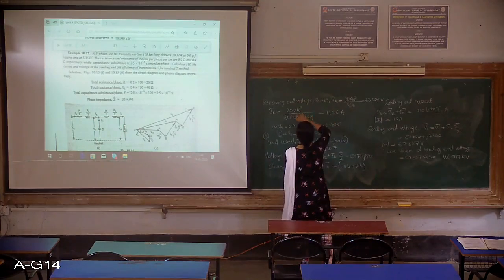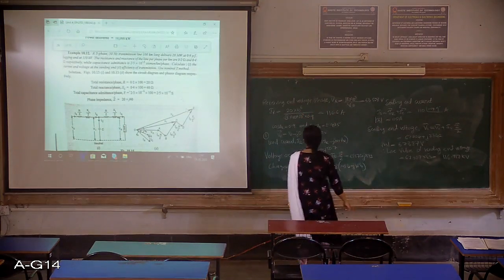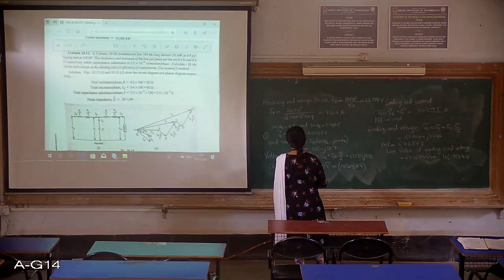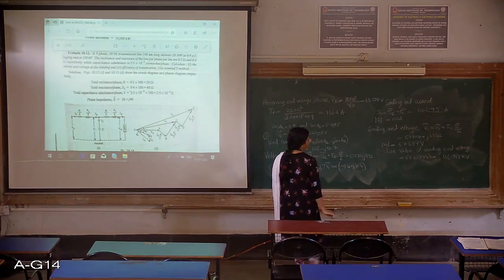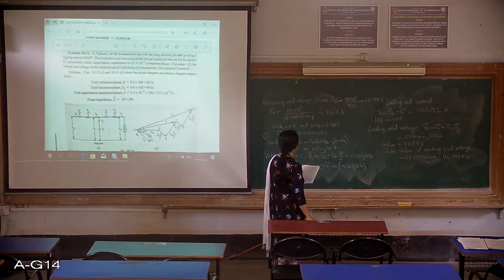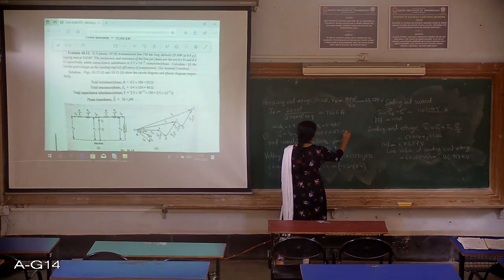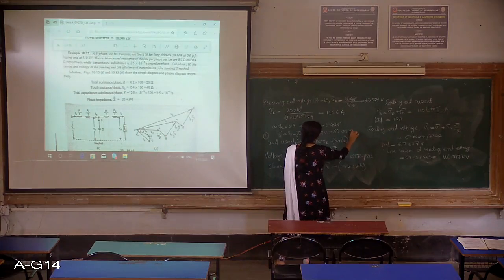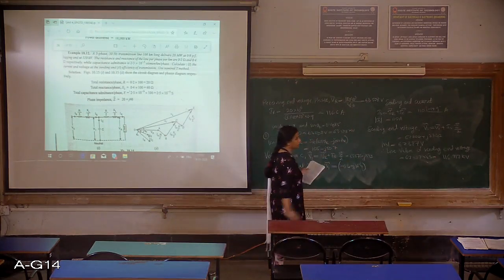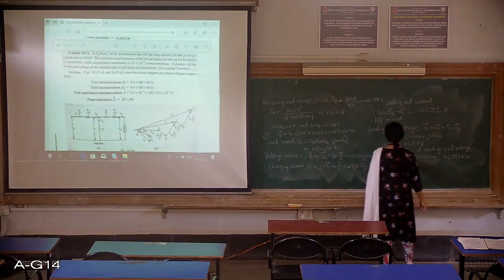Clear? So initially you all calculated the per phase voltage. How much was that? You all wrote, one second, sending end voltage, receiving end voltage. Yes, receiving end voltage should be less than the sending end voltage. So receiving end voltage, how much you would have got? 63.508 kV. Yes, so compare the values. So Vs should be more than Vr. So that is one cross verification.